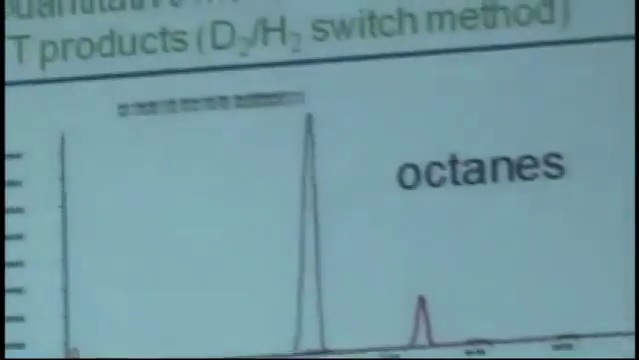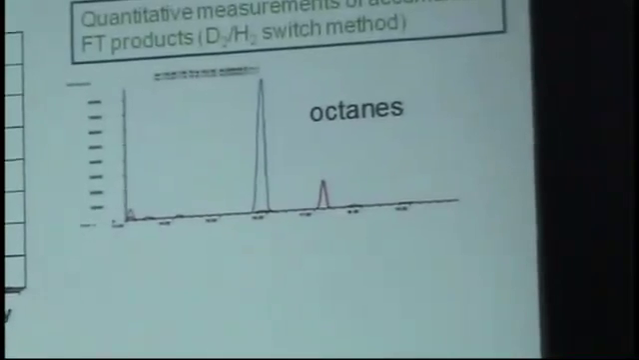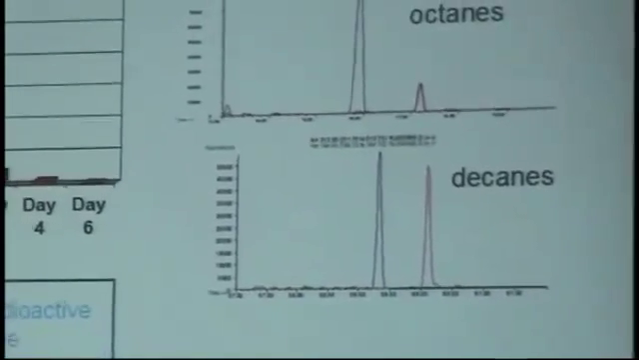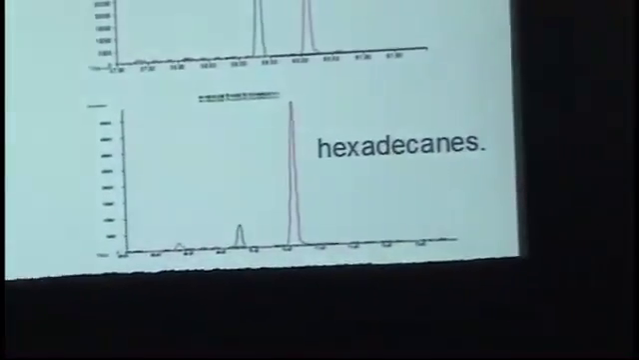And indeed that is the case for octane. If you run octane, there is just a small amount of hydrogen-containing compound, and mainly it's the deuterium one. Okay, that's fine, but for C10, the accumulated product is almost equal to the new one. If you have C16, what we collected is mainly hydrogen-containing compound. It's the accumulated one. Now, we did all of this up to C18.